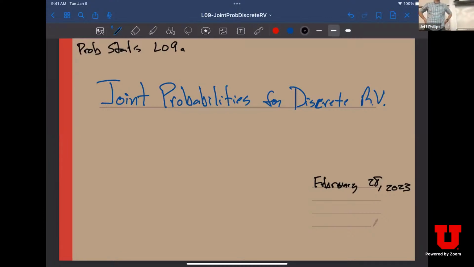Today we're going to cover joint probabilities for discrete distributions. I was looking over the material for this week, and this material is so important as you get into advanced machine learning. This sort of stuff is going to come up.